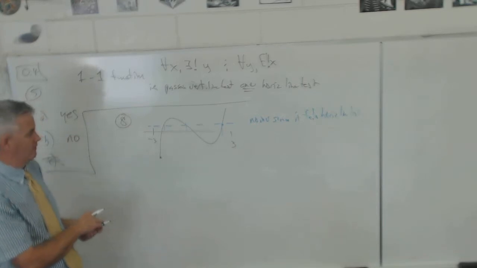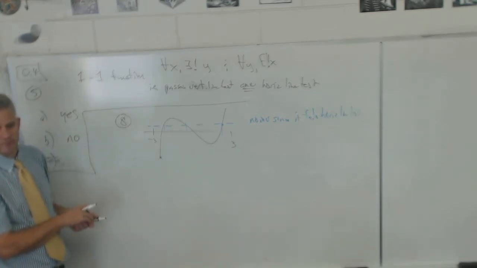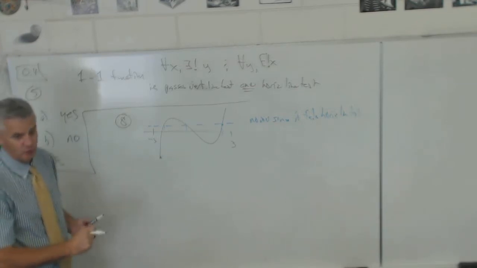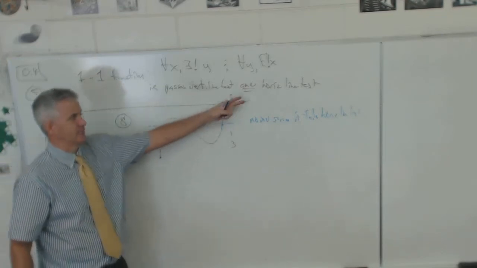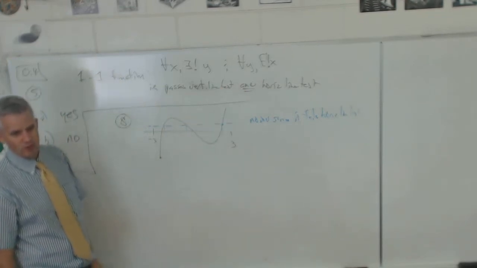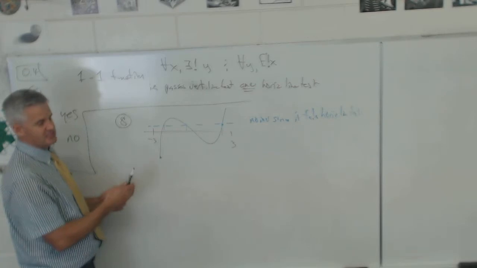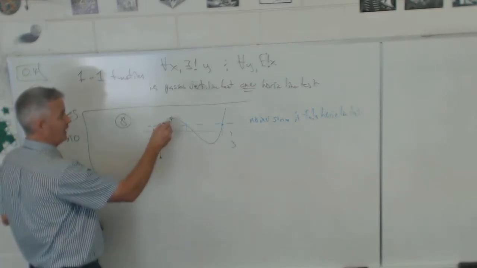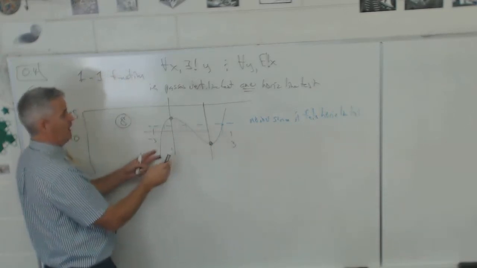Subdivide the domain into adjacent intervals on each of which the function has an inverse. Okay, I want 3 subintervals where it does have an inverse. In other words, we need 3 subintervals where it passes the horizontal line test. So where do I break it up? The maximum spot, break it up there, and the minimum spot, break it up there.